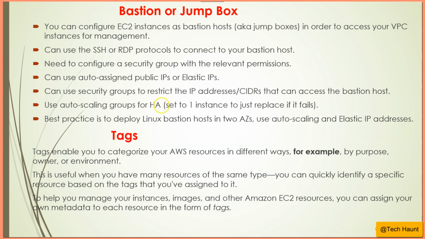You can use an auto scaling group for high availability, set to one instance, to just replace it if it fails. The best practice is to deploy a Linux Bastion host into an availability zone, and use auto scaling and an elastic IP address for the Bastion host.